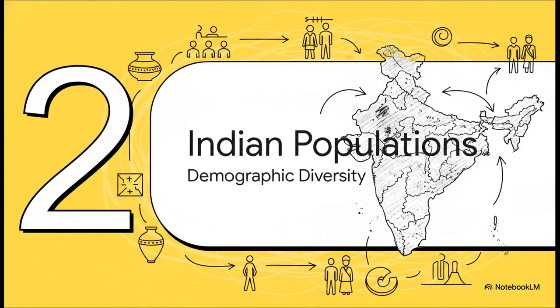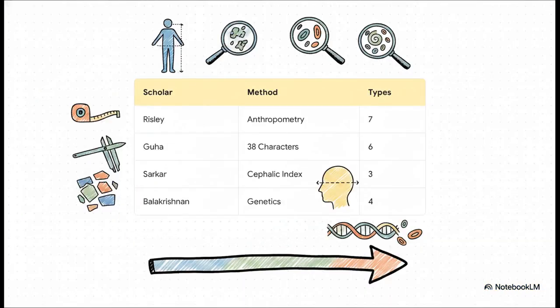Moving to Section 2, classifying Indian populations. Let's zoom in on the incredible demographic diversity of the subcontinent. Now, this is an absolutely brilliant framework for your exam prep. Notice the massive methodological evolution in how Indian populations were classified over time. It starts back in 1901 with H. Risley using basic anthropometry to single out 7 types. Then, B.S. Guha expanded that massively, looking at 38 different characters to identify 6 distinct racial strains.